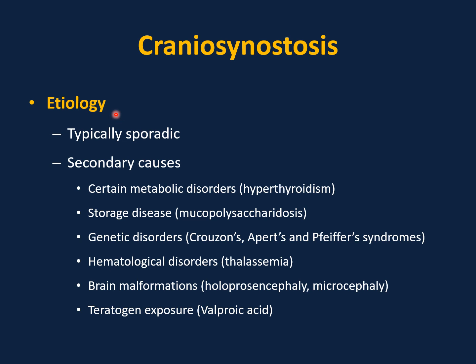Etiology of craniosynostosis: typically sporadic. Secondary causes you should consider: certain metabolic disorders like hyperthyroidism, storage disease like mucopolysaccharidosis, genetic disease like Crouzon or Apert or Pfeiffer syndrome, hematological disorder like thalassemia, brain malformation like holoprosencephaly, microcephaly, teratogen exposure, valproic acid.